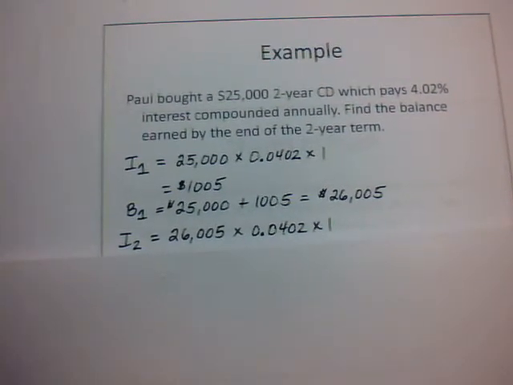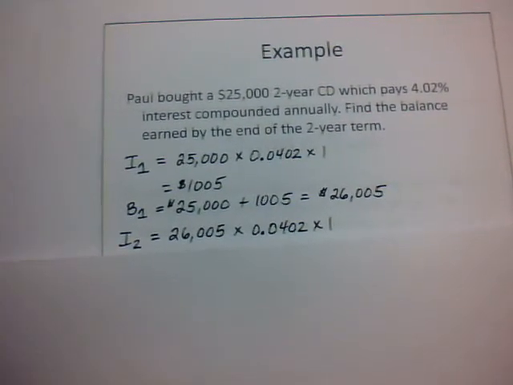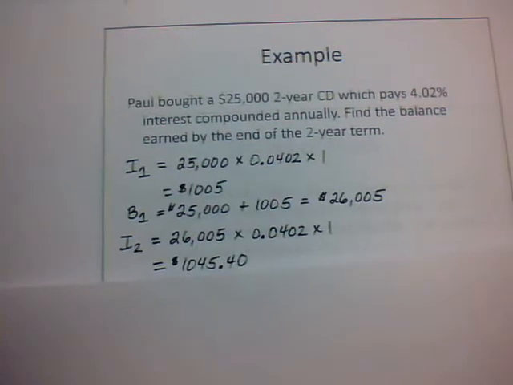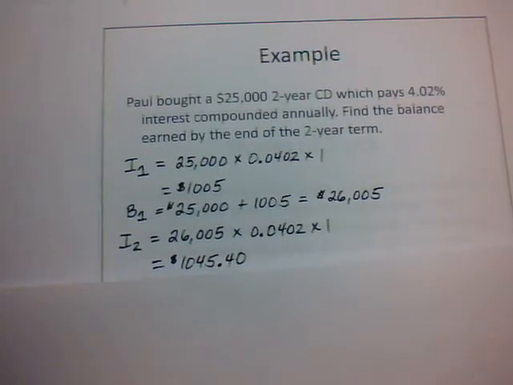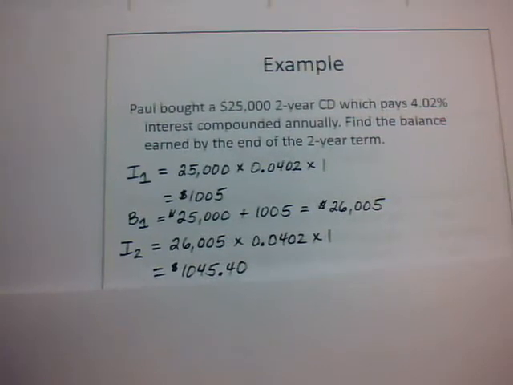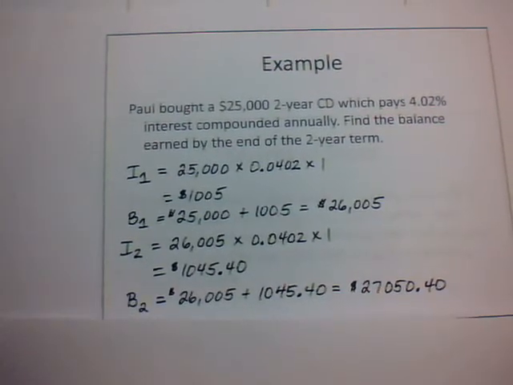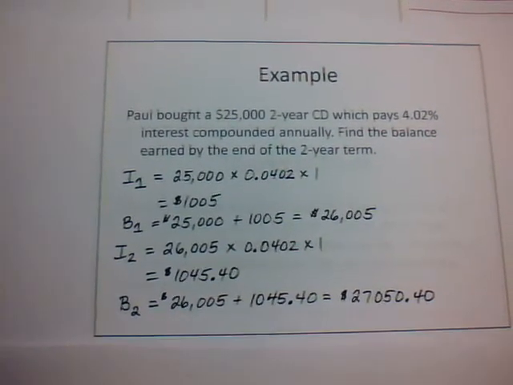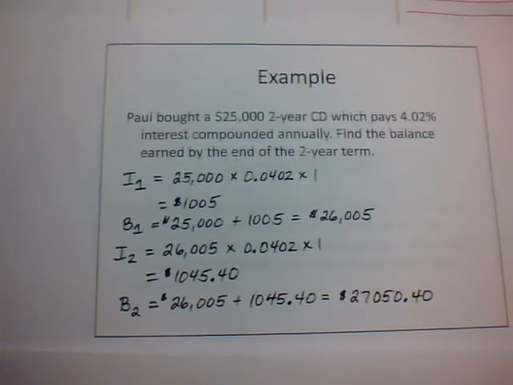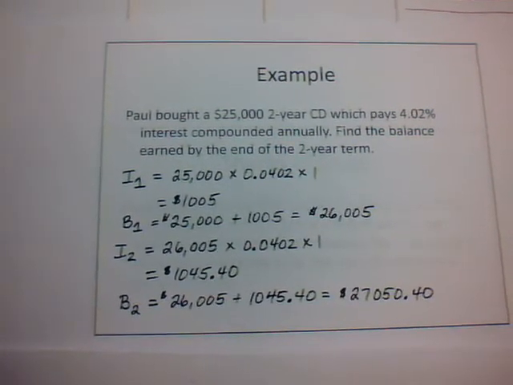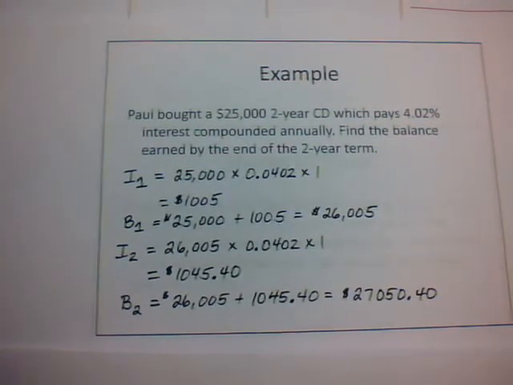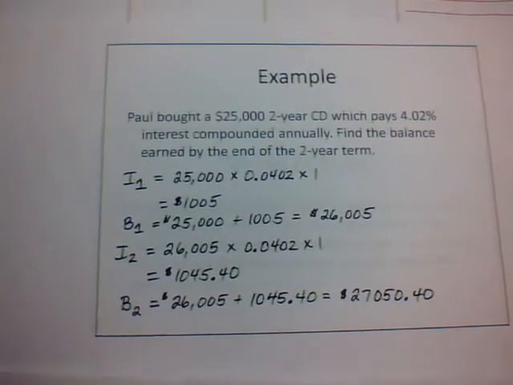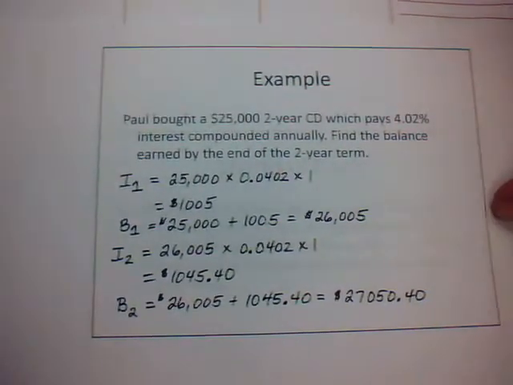So now we use the $26,005, which is the principal at the end of the first year, and multiply that by 0.0402 times 1, and you'll get $1,045.40. Now, the balance at the end of the second year is this. You add that $1,045.40 to the $26,005, and you'll get a final amount of $27,050.40. So the balance, or the amount at the end of the 2-year term on that $25,000 CD, compounded annually at 4.02%, will be $27,050.40.